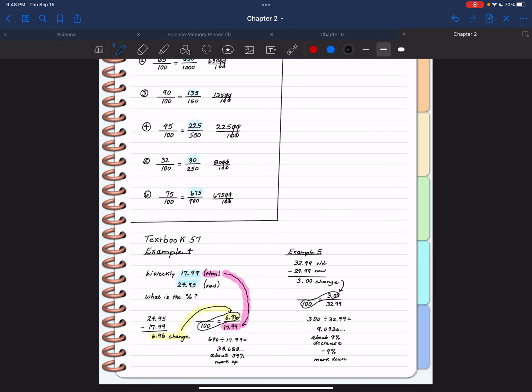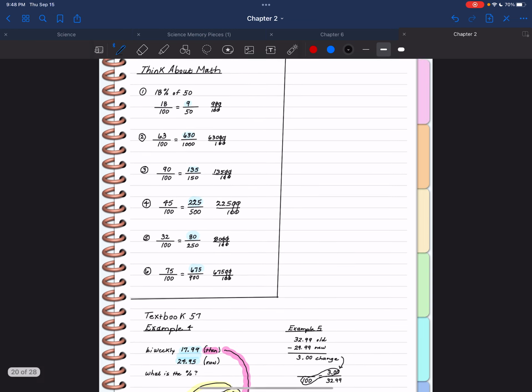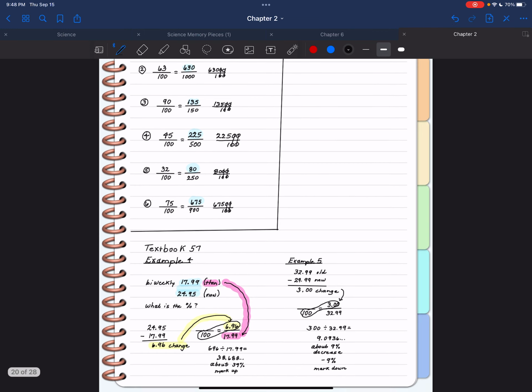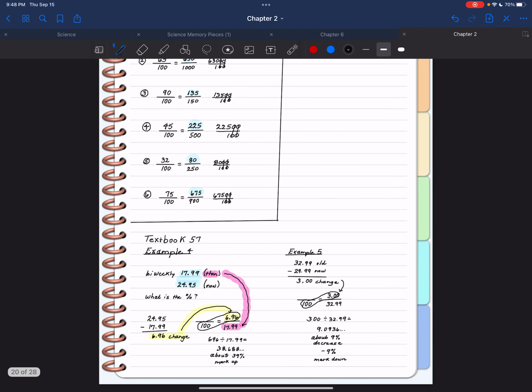Okay, in the margin, I should have gone over this first, shouldn't I? But let's look up there at the core skill. Whether a change is an increase or a decrease, the method used to calculate the percent of change is the same. You take the new amount minus the original amount, and then you divide by the original amount. That's what our proportion does for us.